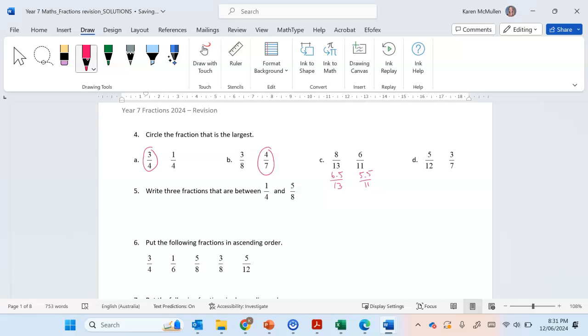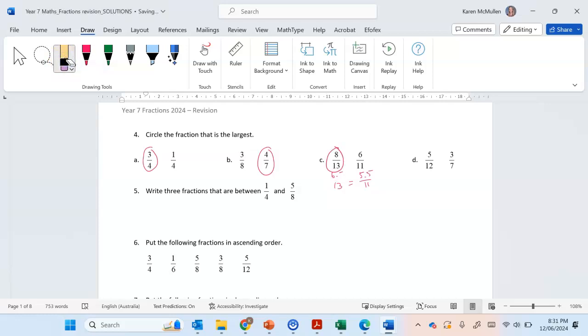So 6.5/13 is the same as 5.5/11. They're both equal to a half. Oh, sorry, I just got a little bit mixed up. So they're both equal to a half. Let me start again. So 6 is closer to 5.5 than what 8 is to 6.5. So your larger fraction would be the 8/13.